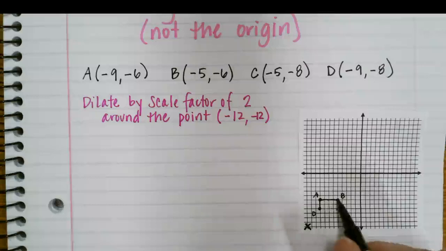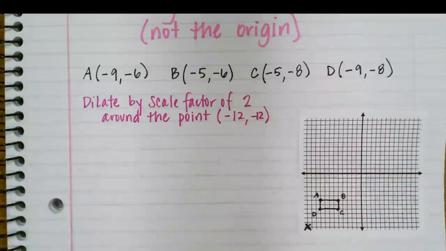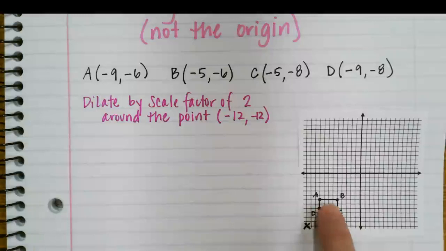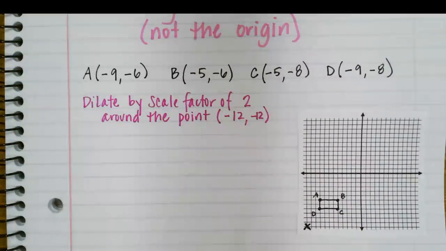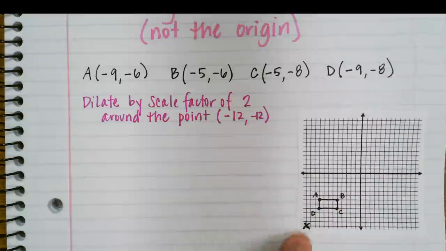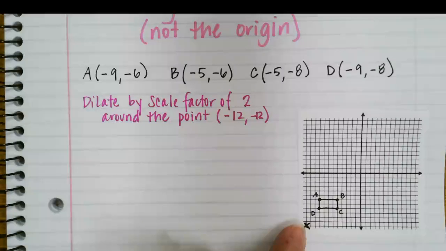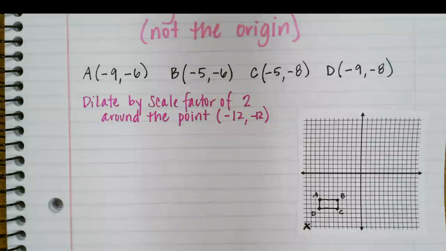Okay, so I have a rectangle, and I need to dilate it by a scale factor of 2, which means I'm going to make it 2 times bigger. So this side, instead of being 2, should be 4, and this side, instead of being 4, will be 8. But I'm not doing it from the origin, I'm doing it from this point. So what that means is that this rectangle is going to be twice the size. It's also going to be twice the distance from the starting point. All right, so I'm going to show you on the graph and also speaking algebraically.